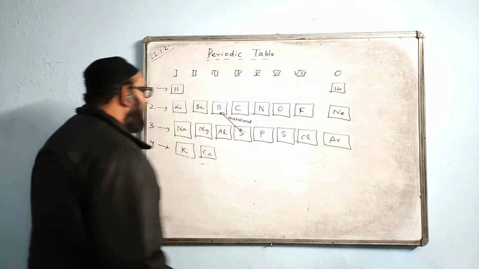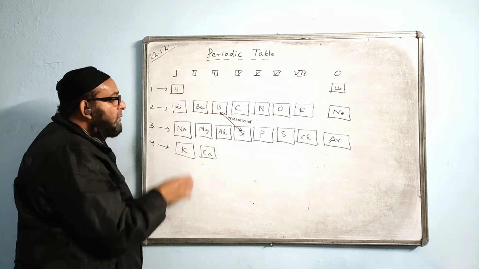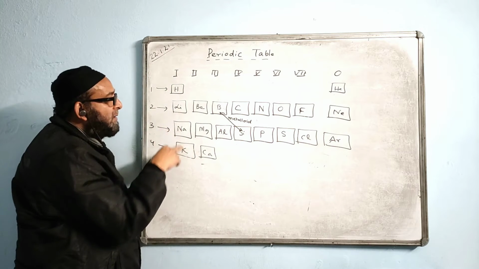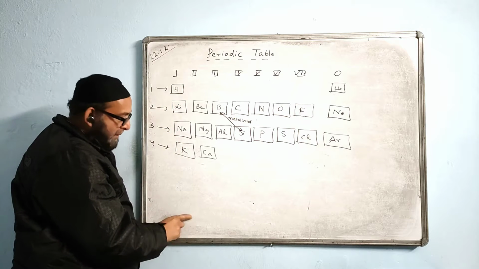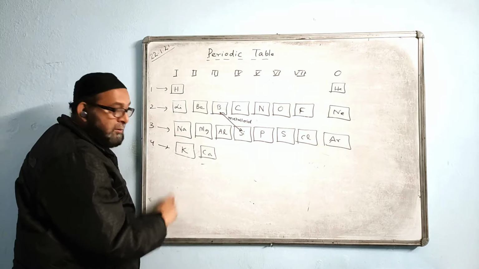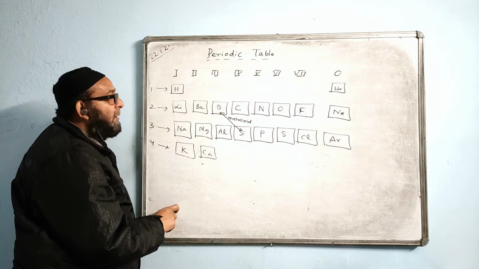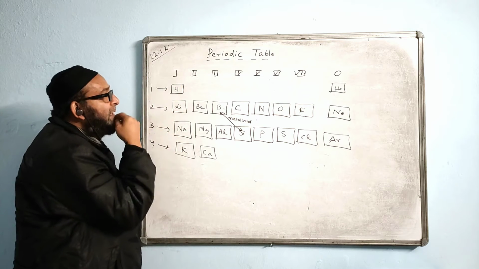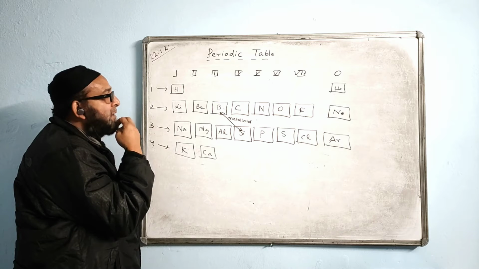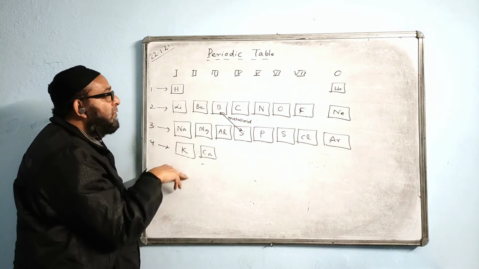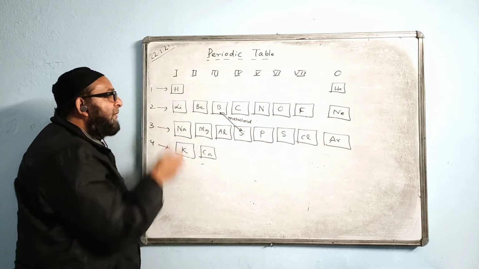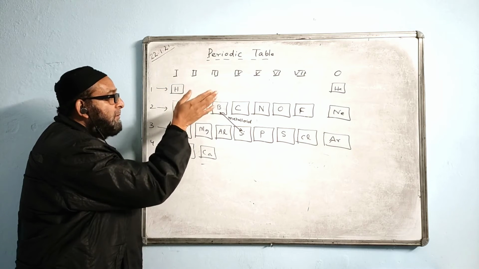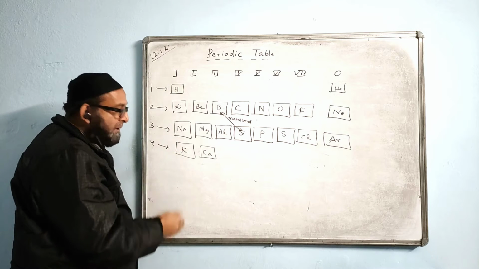And when we go down, atomic size and the metallic character keep on increasing. So at the bottom we get the most metallic element. When atomic size and metallic character increase, then the other things should decrease. That's why electronegativity, electron affinity, ionization potential keep on decreasing like this.